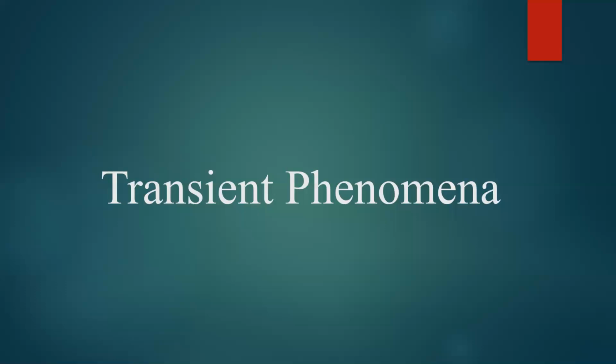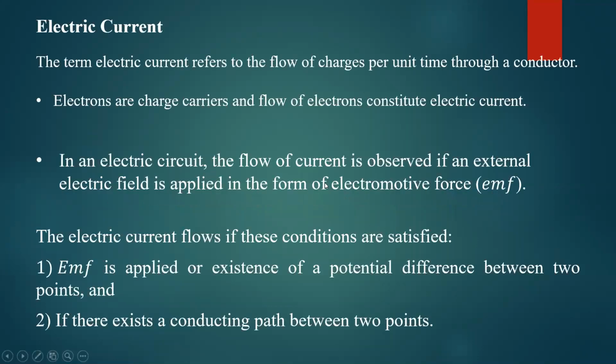So today we will take the important terminologies or important properties of the circuit which are necessary to understand the transient phenomena. Okay. So first of all, we will see what is electric current. Already you know about the electric current.